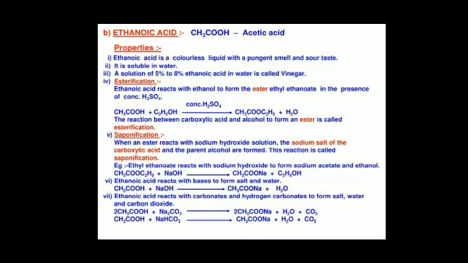Next is reaction with carbonate and hydrogen carbonates. Ethanoic acid reacts with carbonate and hydrogen carbonates to give rise to a salt, carbon dioxide and water. The salt produced is commonly called sodium acetate. The chemical formula of ethanoic acid, that is CH3COOH, when it reacts with sodium carbonate, that is Na2CO3, the products formed are CH3COO⁻Na⁺, that is sodium acetate, plus H2O and plus carbon dioxide, that is CO2.